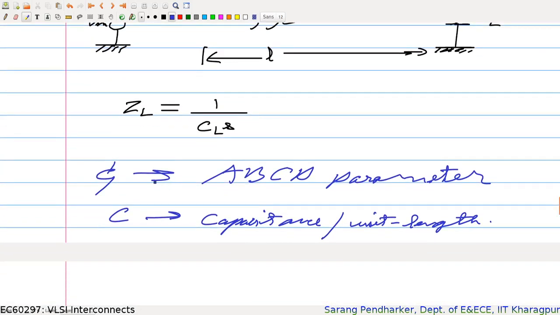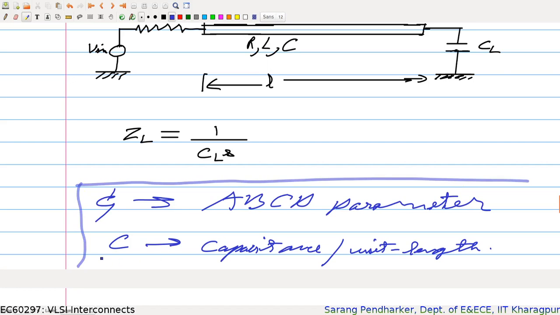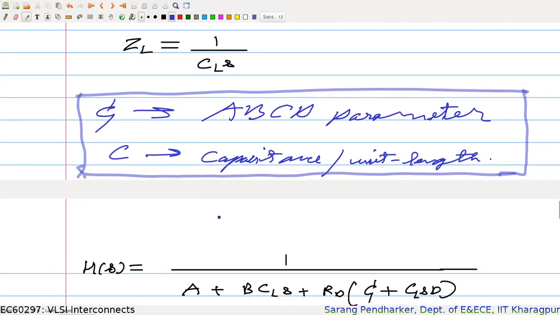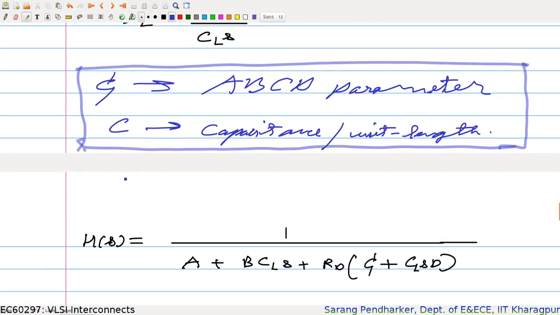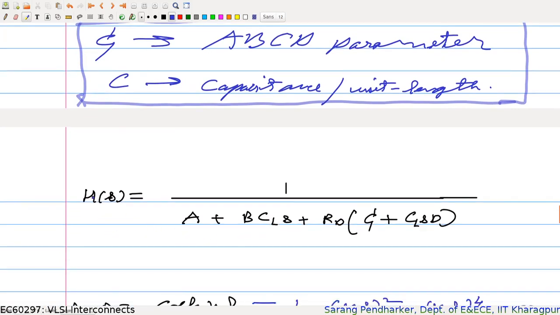So now you have to do the derivation. Just as I had mentioned, I am again explicitly mentioning that my capacitance per unit length is denoted by C, and my C parameter in the ABCD parameter is denoted by this symbol. I've just drawn some lines above C to differentiate it. So now what I have is this: once I substitute ZL is equal to 1 by CS, my transfer function comes out to be this.